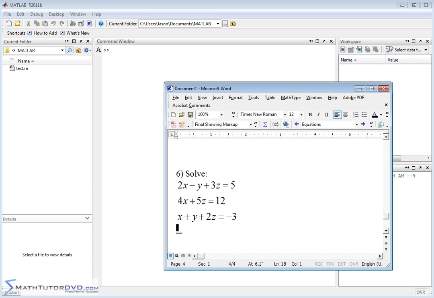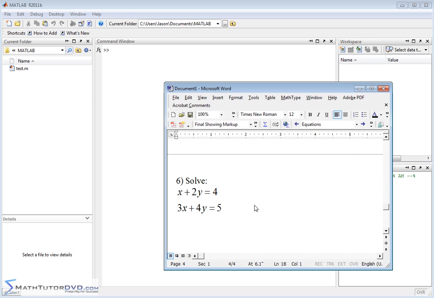So for instance, what I mean by this is, what if you wanted to solve this system of equations? x plus 2y is equal to 4, and 3x plus 4y is equal to 5. By hand, you could do lots of things. You could substitute in and solve the variables. You could graph these and figure out where they intersect. You could do addition techniques. You can do lots of different things to actually solve this.